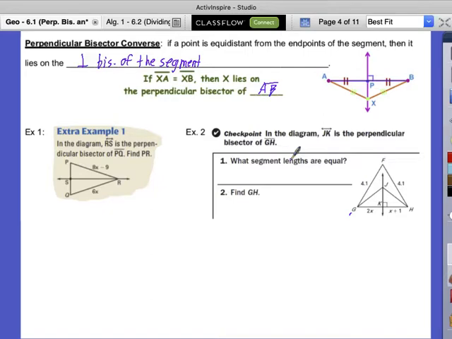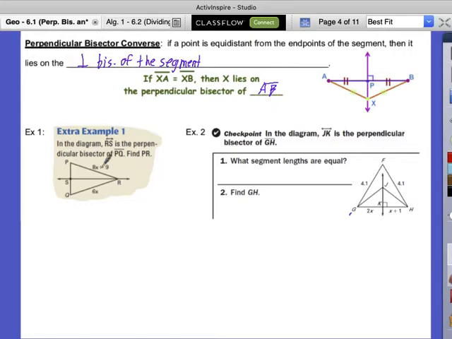In the diagram, line RS is the perpendicular bisector of segment PQ. Find the measure of PR. Okay, what information could we mark if we know line RS is the perpendicular bisector of segment PQ?